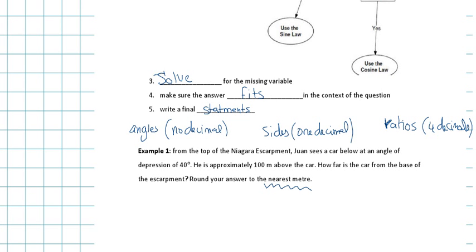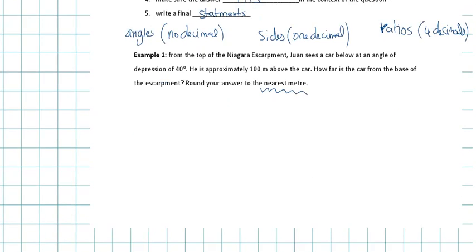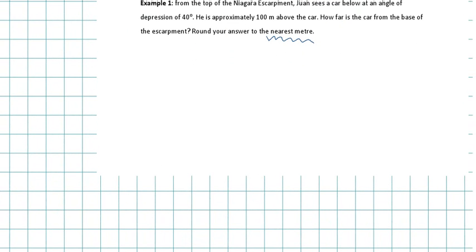So the tower is standing right here, right? That's the tower. Juan is standing right here. Where do you think the car is going to be? Okay, the car is right here.